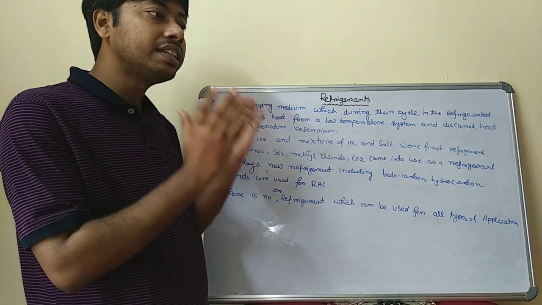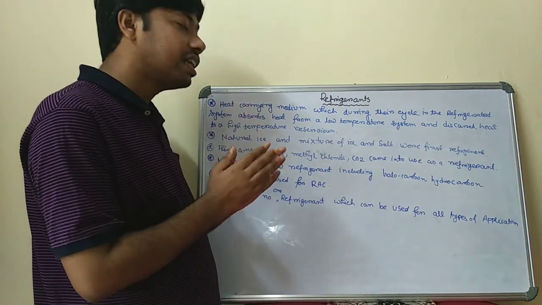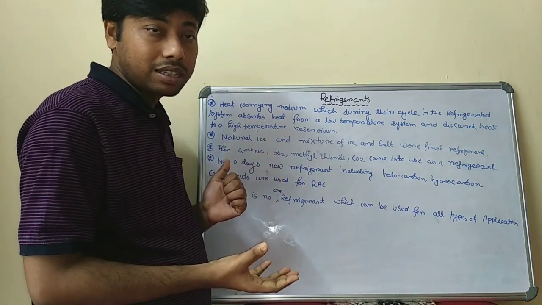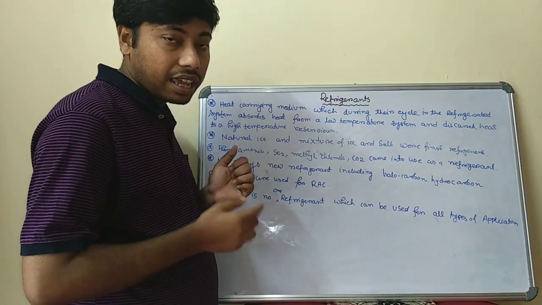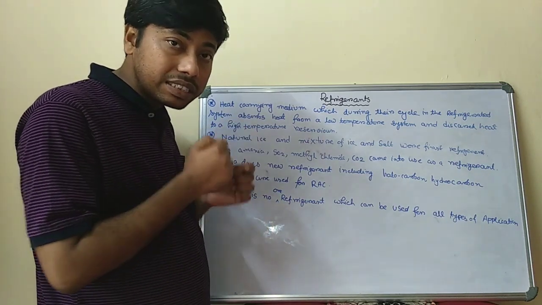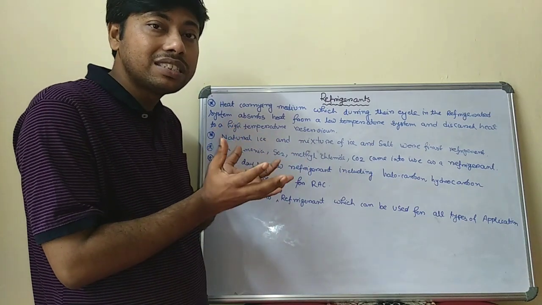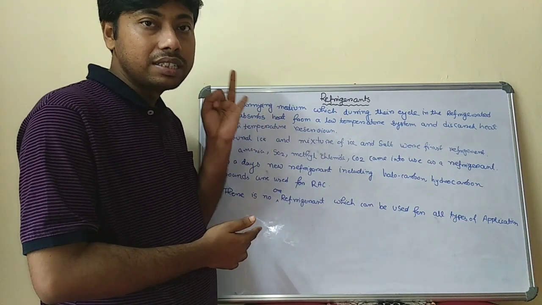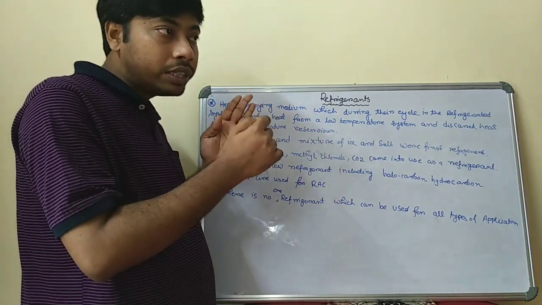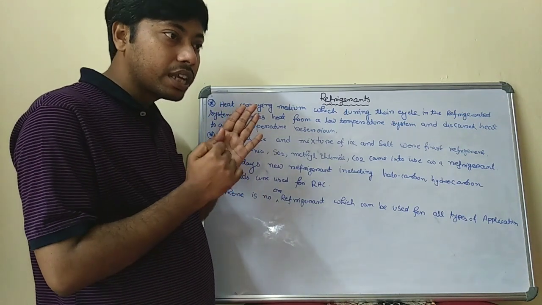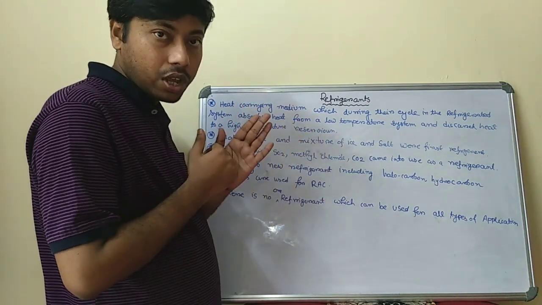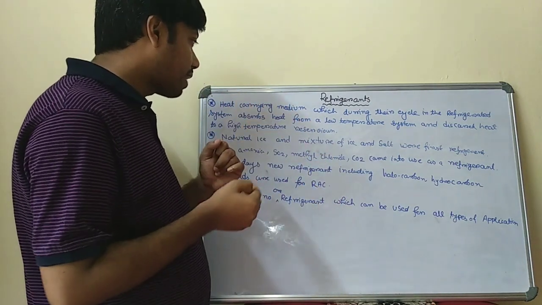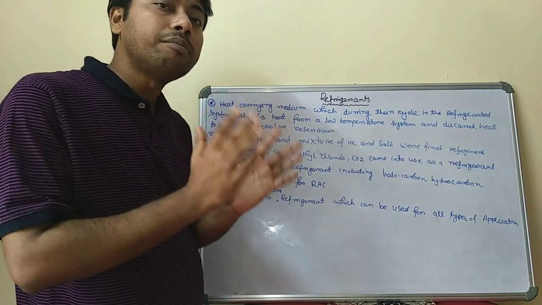First of all, refrigerant is basically a heat carrying medium. But where does it work? It works during the cycle in the refrigerator system. As you know, in a refrigerator system the main components are the compressor, second the condenser, third the expansion valve, and fourth the evaporator. When the refrigerant or working fluid flows through these components, the thermodynamic processes occur. At this time they act as a heat carrying medium.